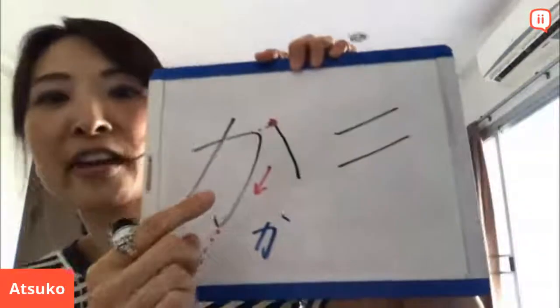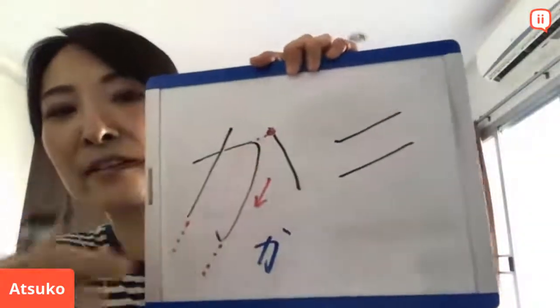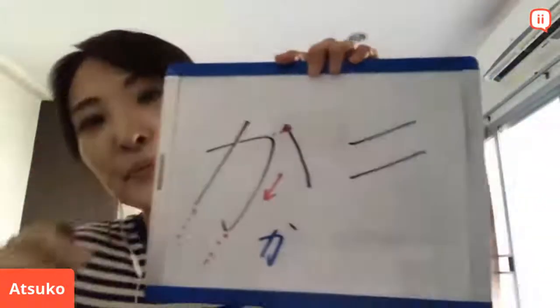Next, ki. First stroke and second stroke are parallel and a little bit go up.